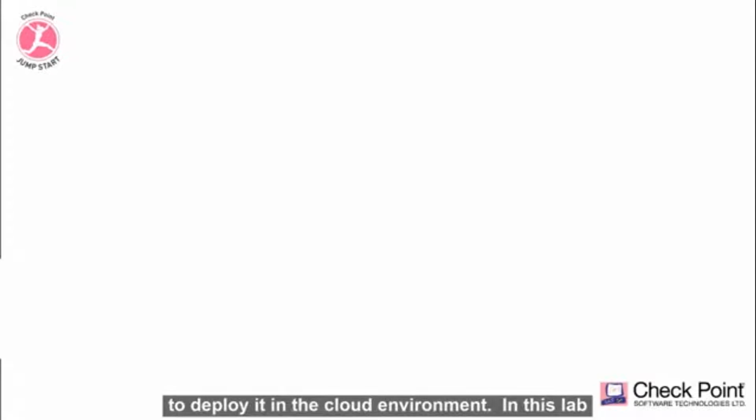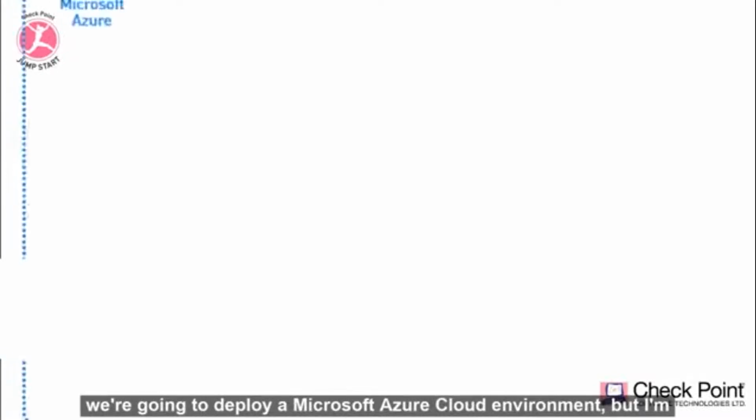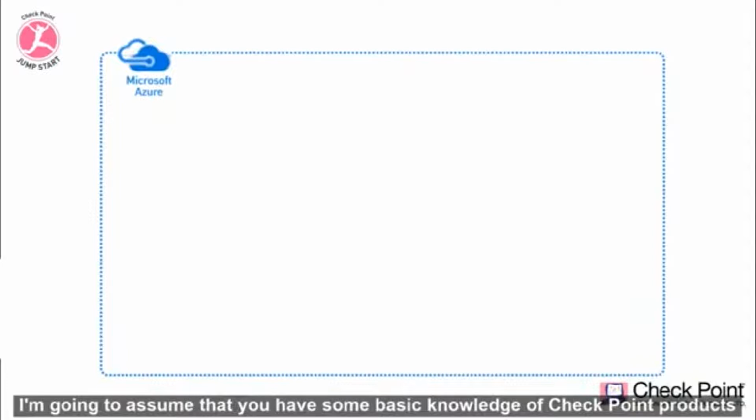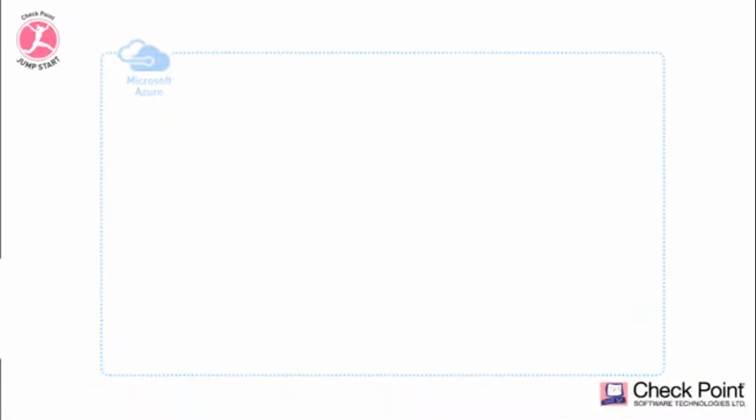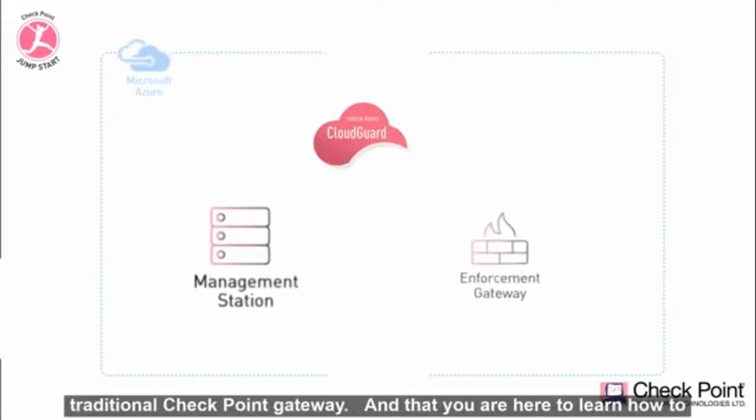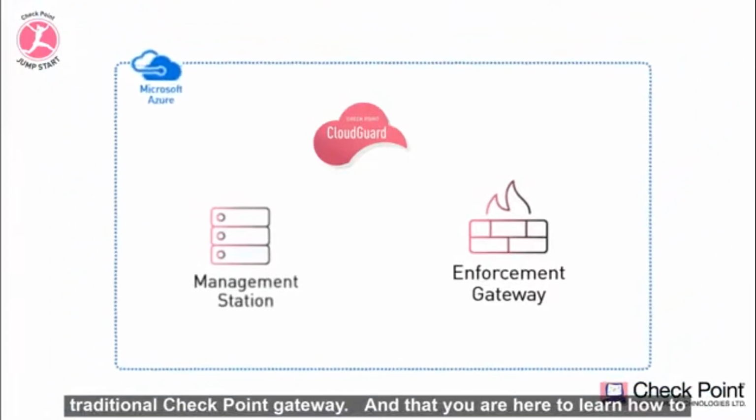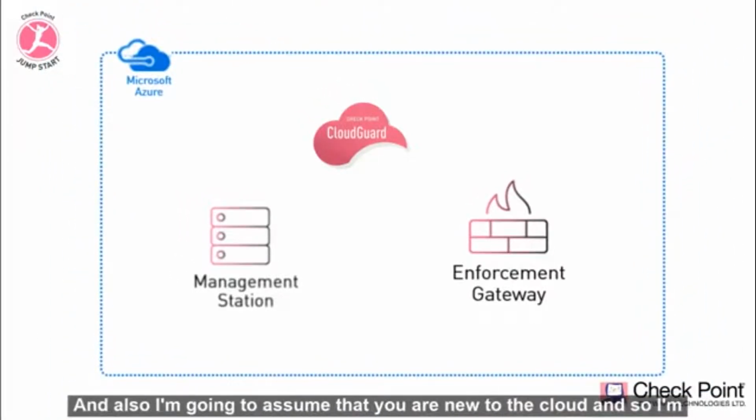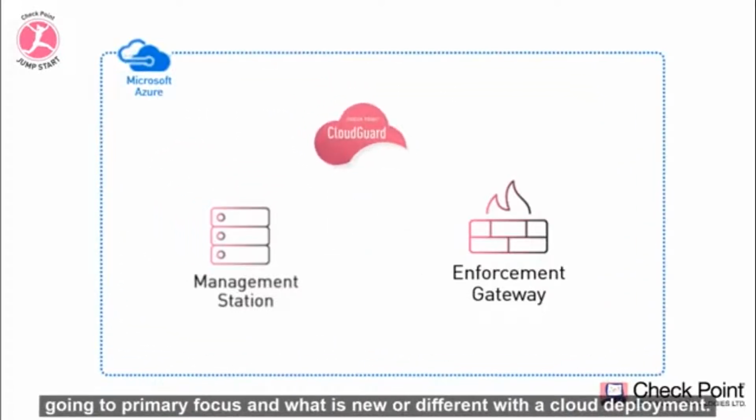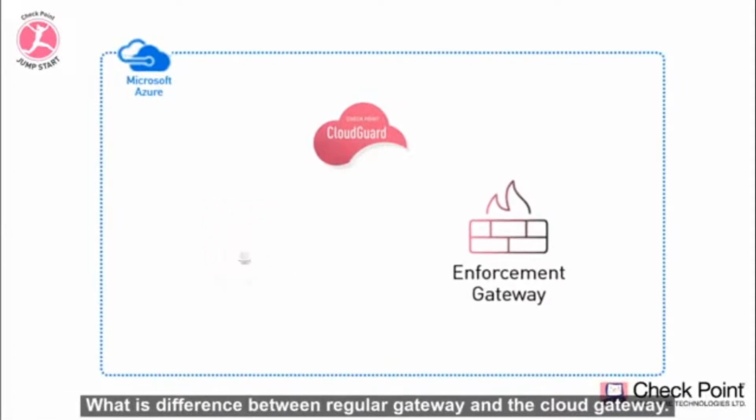I would like now to show you a demonstration of CloudGuard and how to deploy it in the cloud environment. In this lab, we're going to deploy a Microsoft Azure cloud environment. But I'm going to make some basic assumptions. I'm going to assume that you have some basic knowledge of Checkpoint products and know how to configure a standard management station and a traditional Checkpoint gateway, and that you're here to learn how to deploy it in the cloud. And also, I'm going to assume that you're new to the cloud, and so I'm going to primarily focus on what is new or different with a cloud deployment, what is different between the regular gateway and the cloud gateway.